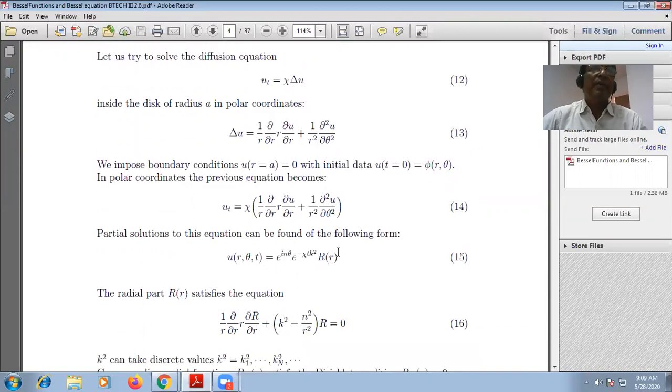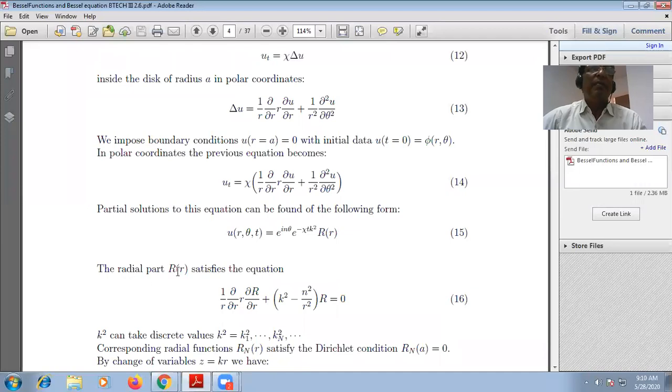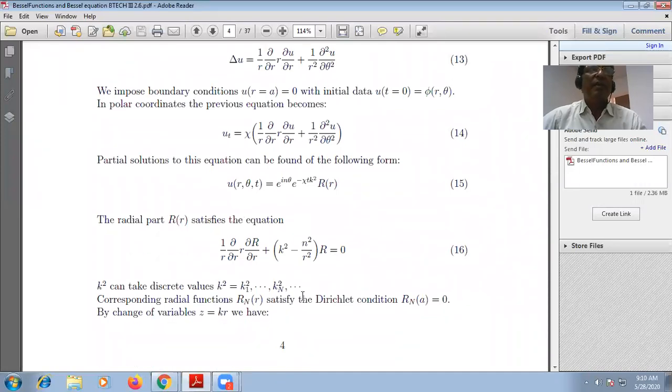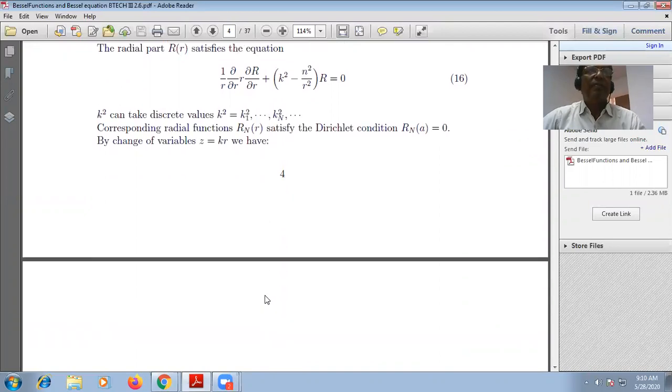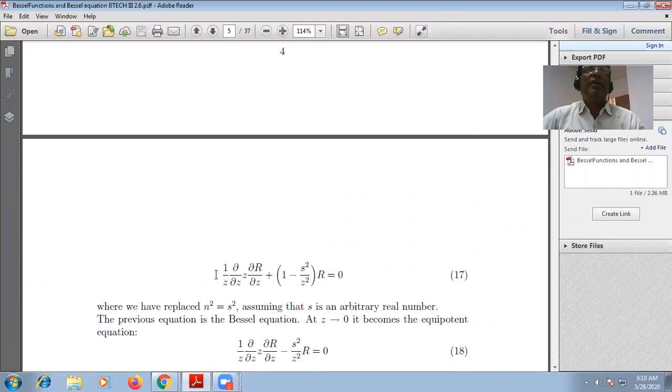And finally, the radial part R satisfies this equation. And k square takes discrete values, and the corresponding radial function Rn of r satisfies the Dirichlet condition Rn of a is equal to 0. By the change of variable z is equal to kr, we have this result, which is very, very important. The previous equation is the Bessel equation. I hope you have understood.